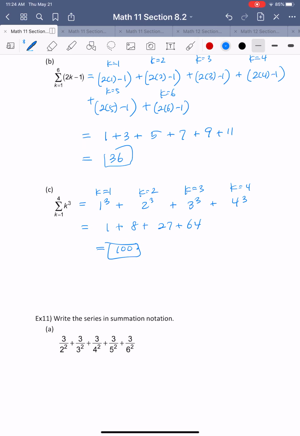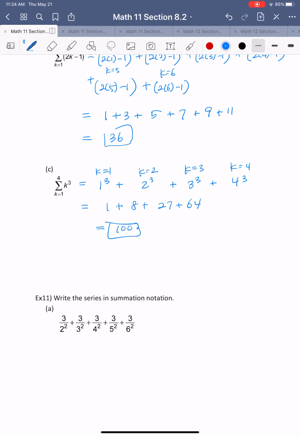All right, write the series in summation notation. So now you have to look at the pattern. Let's say k is from, this was starting from 2, right? So I want to say 2 up to 6, right? So that number is changing, you can do that too.